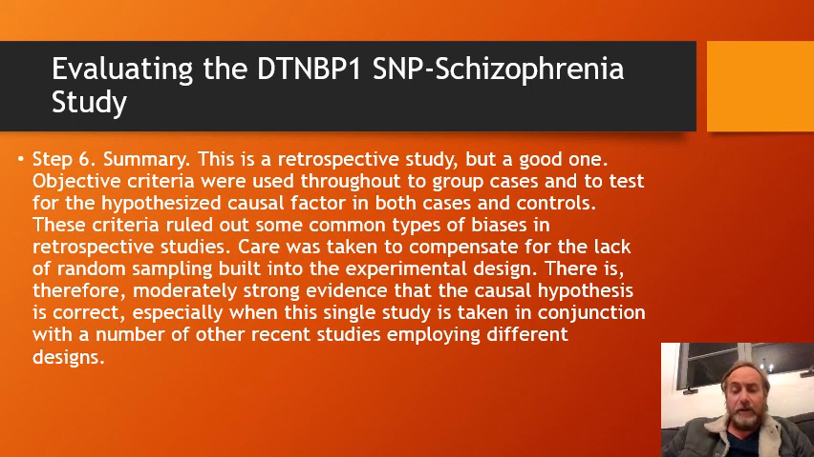So summarizing, this is a retrospective study. We know problems with retrospective studies in general, but as those go, it's a good one. They used objective criteria throughout to group the cases, to test for the causal factor, and they did their best to rule out some common types of biases. So they really did as well as they could to compensate for the lack of random sampling. So again, because it's retrospective, at best, we can say moderately strong evidence that the causal hypothesis is correct.